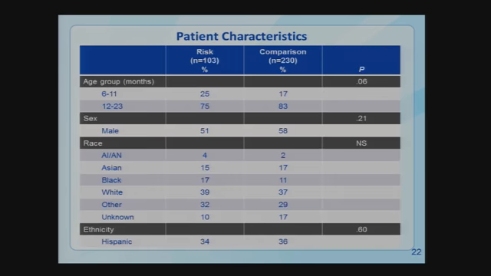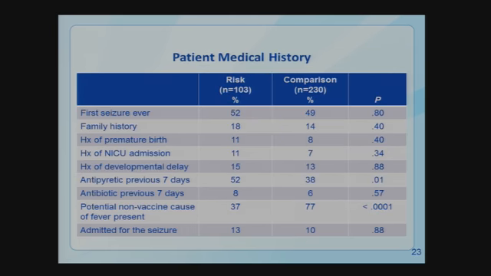So now when we look at these patients and divide them into our 2 groups, our risk interval and our comparison interval, so again, comparing people who had a febrile seizure in the 0 to 1 days following vaccination to those people who had a febrile seizure in the 14 to 20 days following vaccination, we can see that more of these seizures occurred in the 12 to 23 month age group, as would be expected from the baseline rates. There's no significant differences by sex, race, or ethnicity, although this is a diverse population.